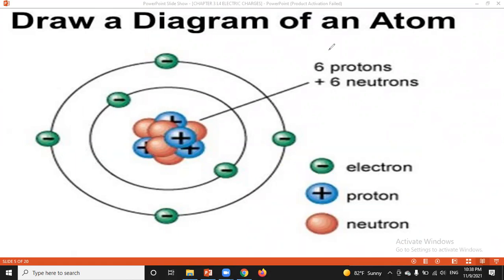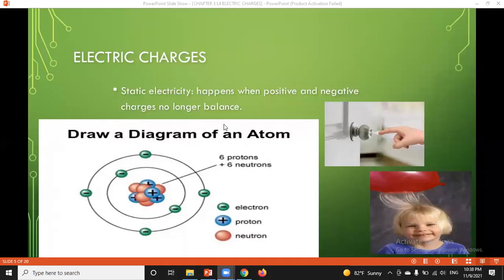The movement of the charged particles is what makes electricity. We will start talking about static electricity, which is what? Static electricity happens when positive and negative charges are no longer in balance.